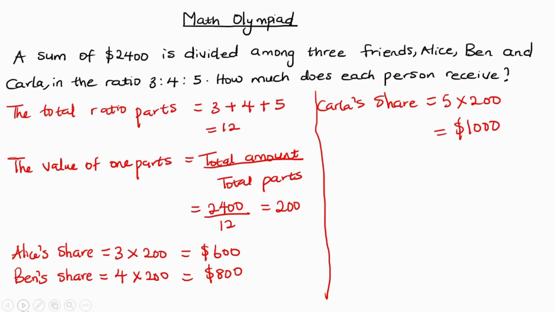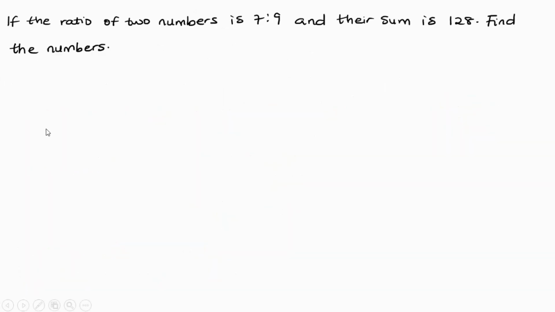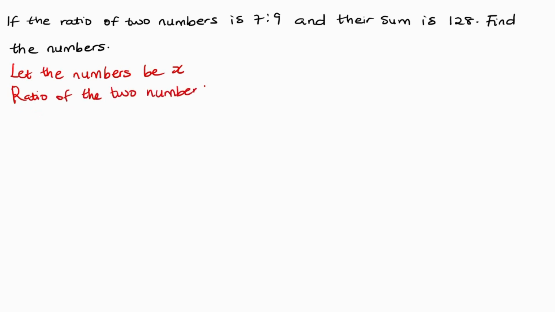So the second example question on Math Olympiad is, if the ratio of two numbers is 7:9 and their sum is 128, find the numbers. We are to find the two numbers. So first thing we want to do is to say, let the numbers be x. So we can say the ratio of the two numbers will be 7x to 9x. Okay, now where x is a common factor.